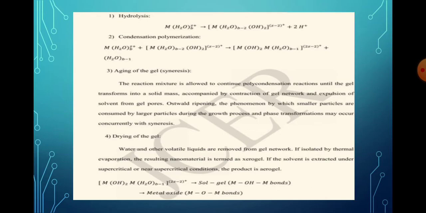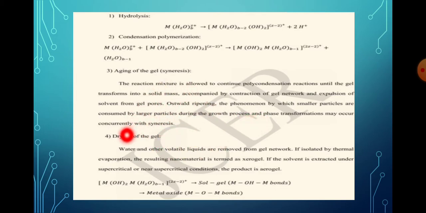Here, given the reactions: hydrolysis reaction, condensation, polymerization, which means polycondensation, and aging in the sol-gel synthesis. When the reaction mixture is allowed to continue the polycondensation reaction, it gets transformed into a gel, which is a solid mass. It is accumulated by attraction to the gel network.